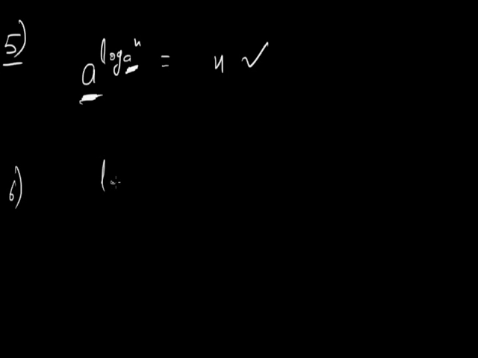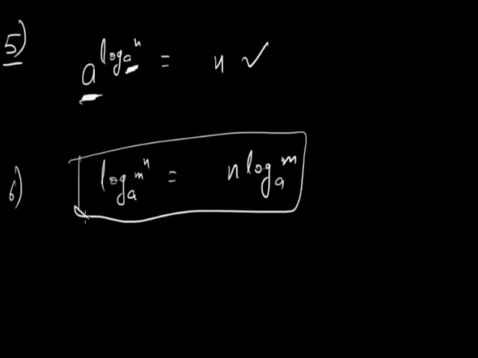The fifth important property is a raised to the power log of n to the base a. Here the base is a and the exponent is log base a of n, and you get the value n. So this is the required result. And the sixth important thing is log of m to the power n to the base a is equal to n log of m to the base a. That means if you have a quantity that has a power, it comes out as a multiplication.